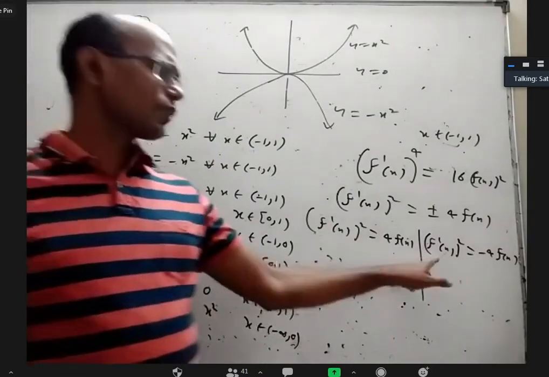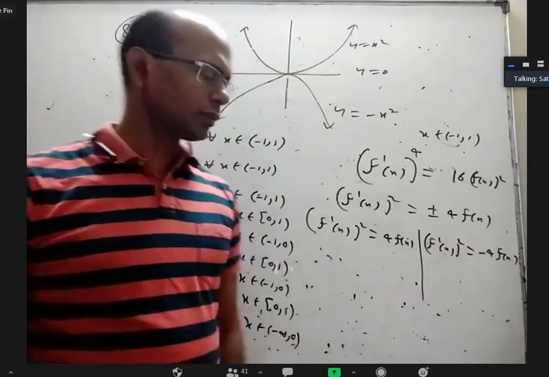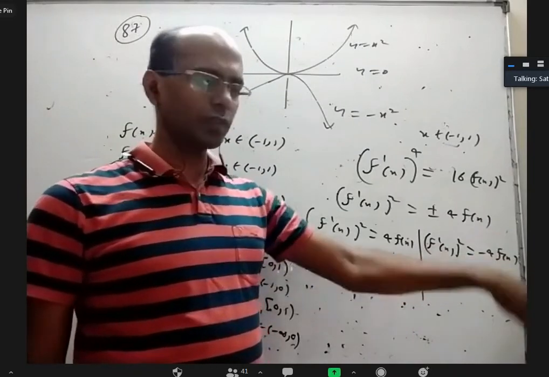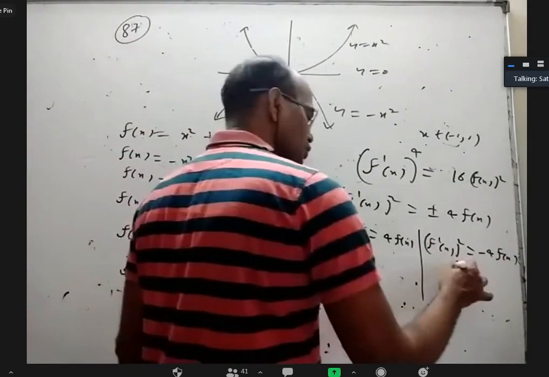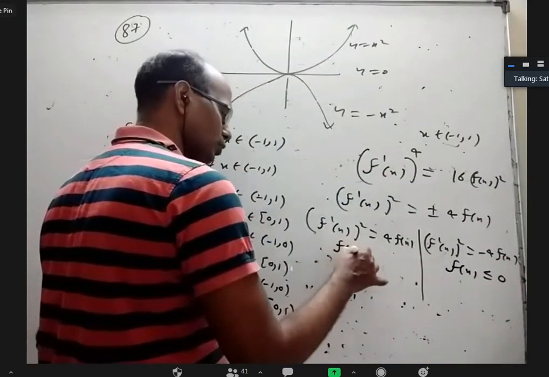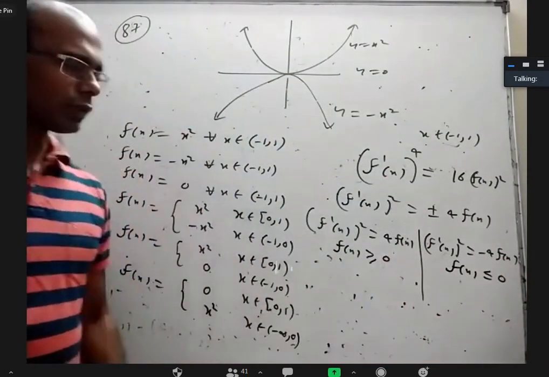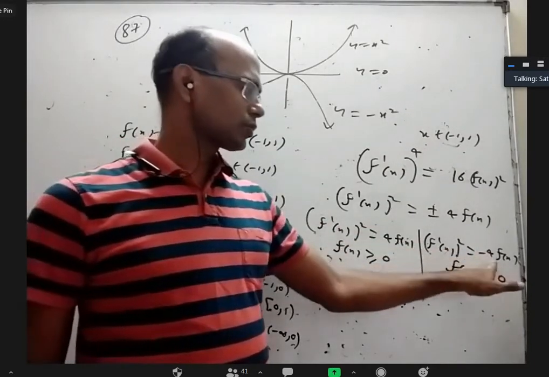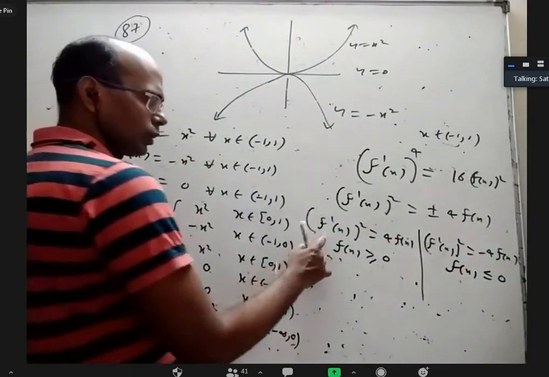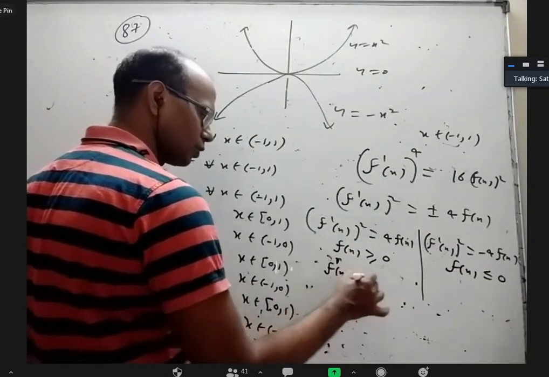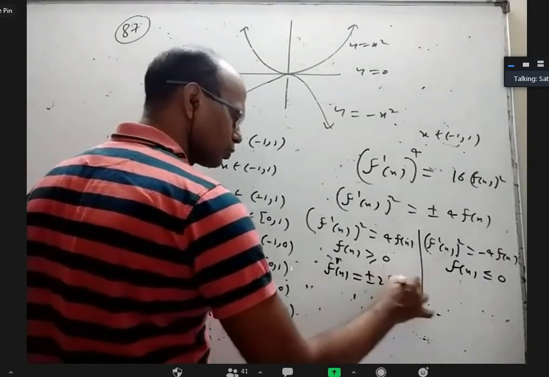One may say, how can f dash x whole square be negative? It is not that f dash x whole square can be negative. If f of x is negative, minus f of x will be positive. So here for sure, f of x must be less than or equal to 0. Here for sure, f of x must be greater than or equal to 0. If LHS is positive, RHS should be positive. Similarly, LHS is positive, RHS should be positive. Now, because it is positive and applying square root, I'll get f dash x is equal to plus or minus 2 root f of x.